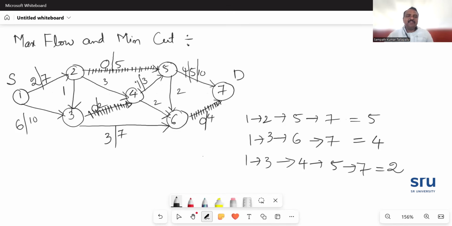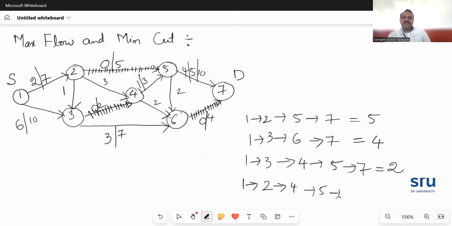So the only way we have is: from the first vertex, I can go to my second vertex. From the second vertex, I can go to my fourth vertex. From the fourth vertex, I can go to my fifth vertex. And from the fifth vertex, I can go to my seventh vertex. So if I go in that direction, the path will be 1 to 2, then 2 to 4, then 4 to 5, and then 5 to 7.